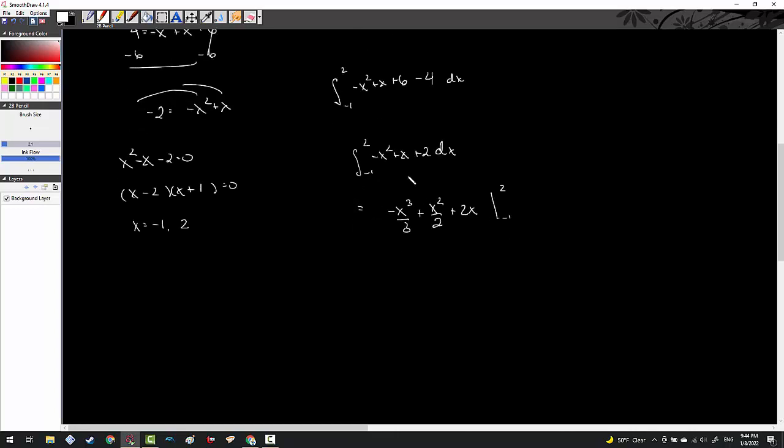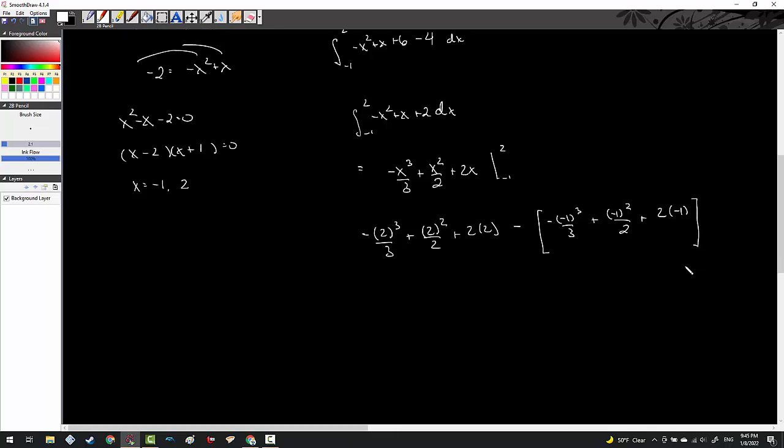So let's go ahead and evaluate this thing and see what happens. There's no way around this thing. I'm going to have to punch all this stuff in. So there's nothing I can do to make this easier. So I'll go negative 2 cubed over 3 plus 2 squared over 2 plus 2 times 2, minus the entirety of, here's where I've got to be careful plugging in negative values, negative 1 cubed over 3 plus negative 1 squared over 2 plus 2 times negative 1.